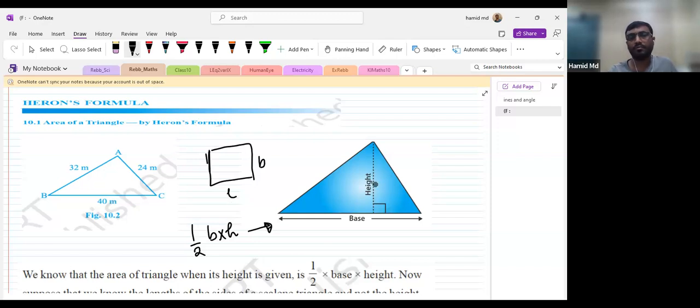Yes, sir. If we don't know the height, the situation in this figure, and we only know the measures of sides, then how will we proceed? You said about half into base into height, right? Yes, sir, when base and height are known. Suppose we have the case that we don't know the height. We only know the measures of all three sides of a triangle.